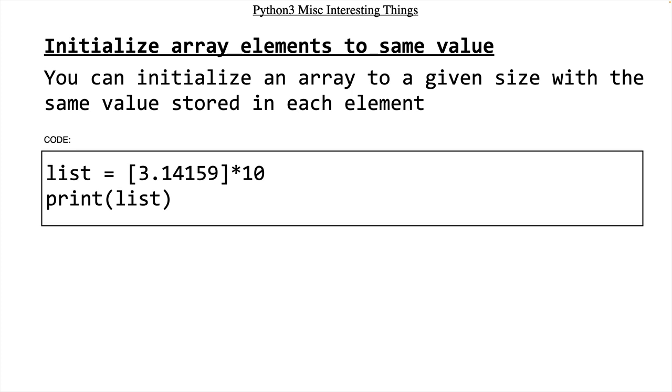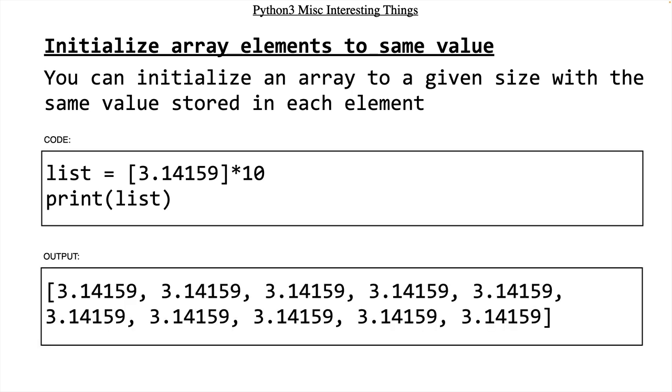So you can say my list is a single value list repeated a certain number of times, in this case 10. So I have pi, or an approximation to pi, and I want 10 of those, an array with 10 elements. So that print list will indeed print out that value 10 times, or will hold that value 10 times.